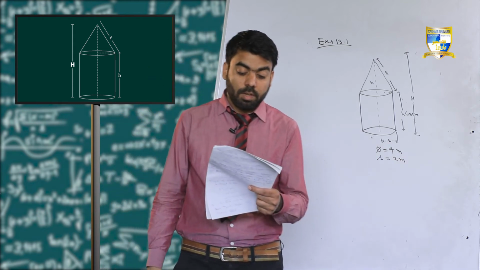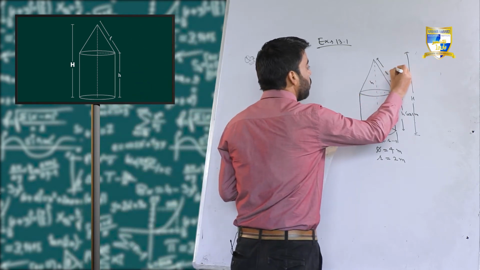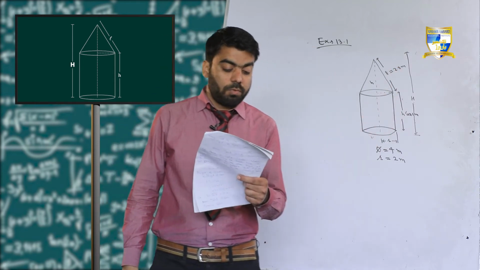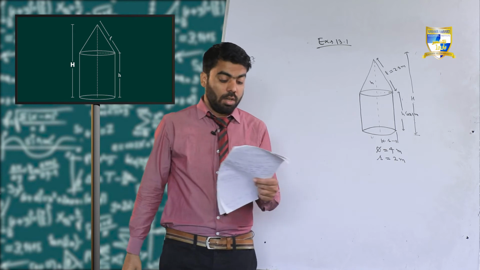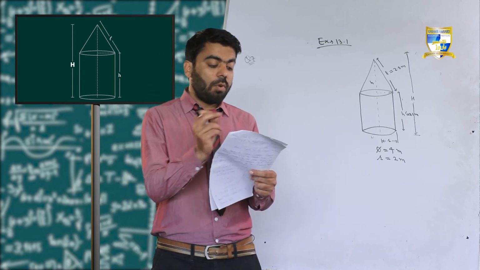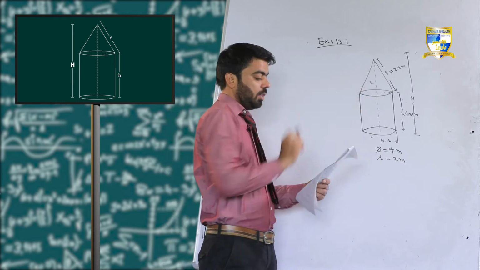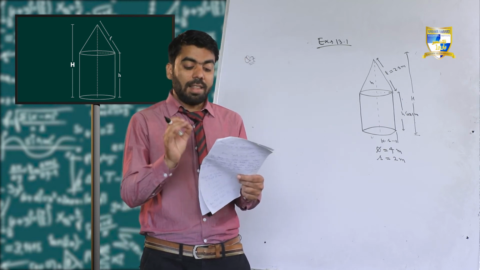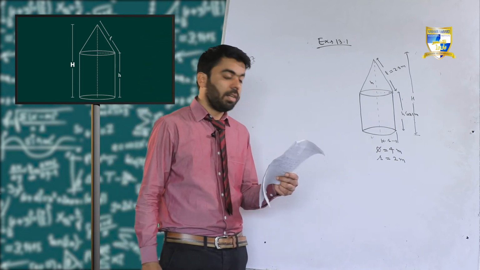Then the question says the slant height of the top is 2.8 meter. L is given. L is equal to 2.8 meter. That's the slant height of the top. What we are supposed to find is the area of the canvas. This tent has been made from the material known as canvas. We have to find the area of the canvas used for making this tent in the shape like this. Also find the cost of the canvas of the tent at the rate of rupees 500 per meter square. That's the rate, rupees 500 per meter square.